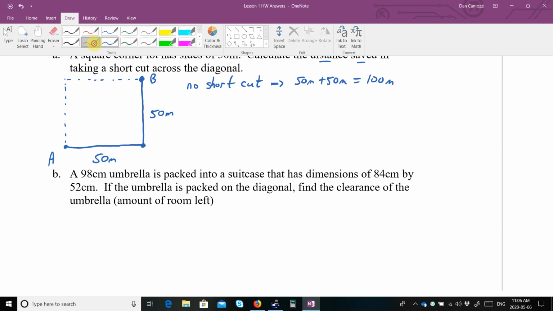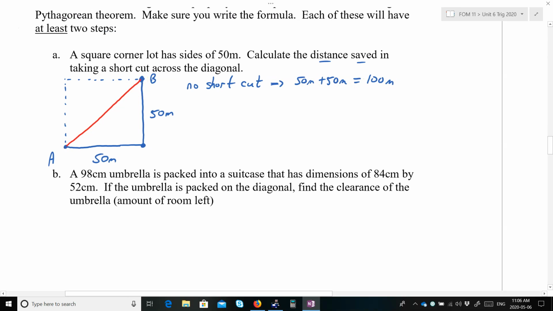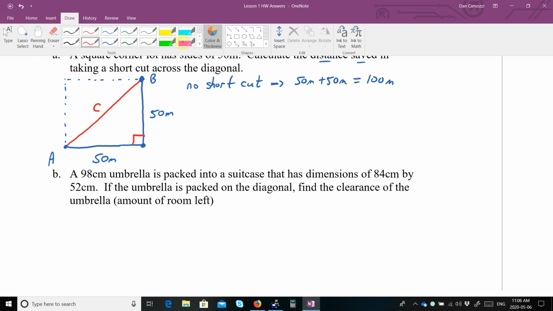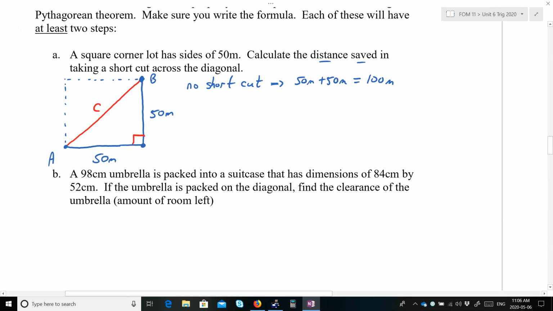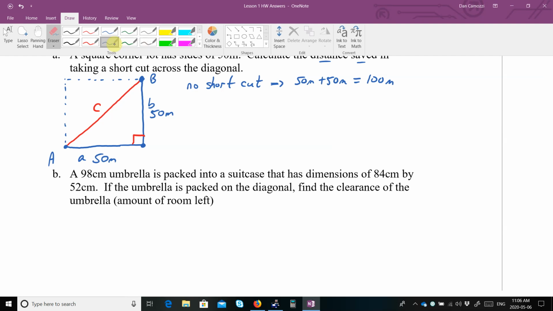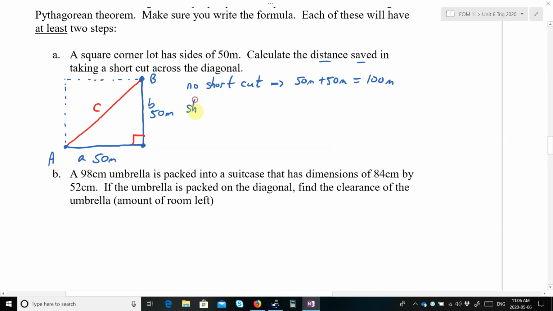If we do the shortcut, that would be just cutting straight across like this, which is across from the 90 degrees, so that's C. So figuring out what C would be, and then finding the difference between that and the no shortcut way. So this is A and this is B. Okay, so why don't we call this the shortcut way? So if we go shortcut, it would be C squared is equal to A squared plus B squared.